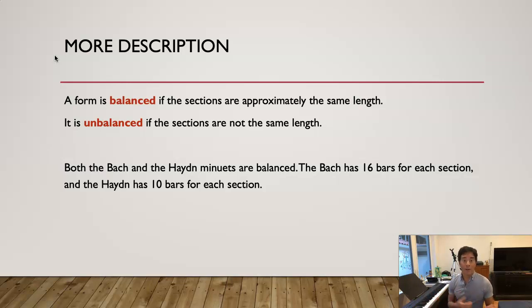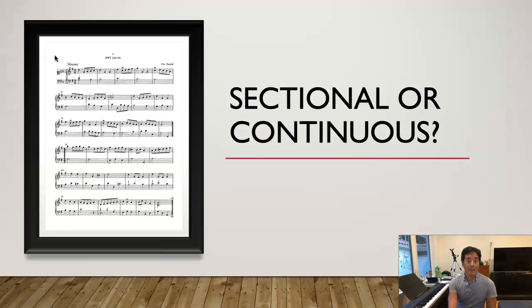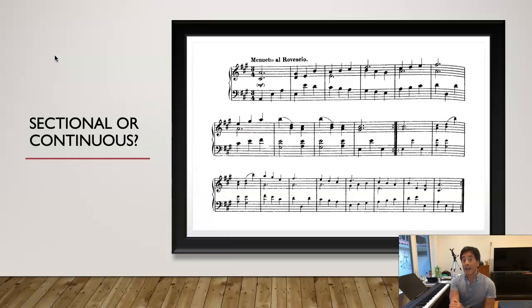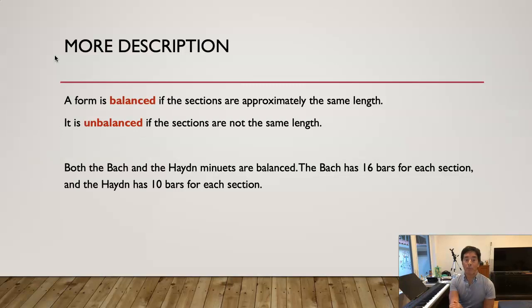Now, sometimes it might get a little close. One section might be 8 measures and the other one might be 6. So you might call that slightly unbalanced. If they're exactly the same, then obviously it's definitely balanced. Now, both of the Bach and the Haydn are balanced. I called it Bach and it's not Bach. The Petzold has 16 bars in each section, and the Haydn has 10. So these are both balanced binary forms.